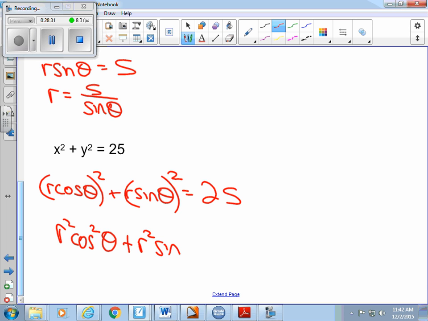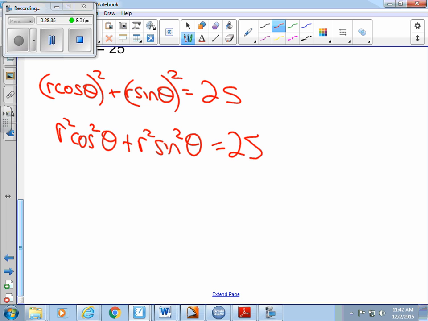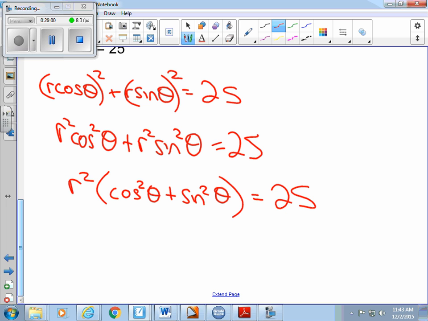This is the hard way to work it. I mean, it only took me 3 seconds. That's not hard. It's just easy. Factor out an r squared. Now I could divide by cosine squared plus sine squared, or I could just change it to 1. Cosine squared plus sine squared is 1. So I get r squared equals 25.